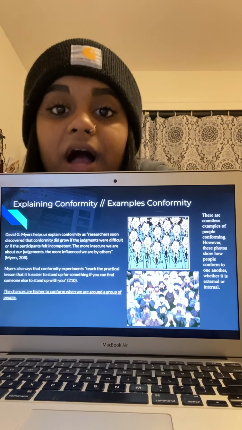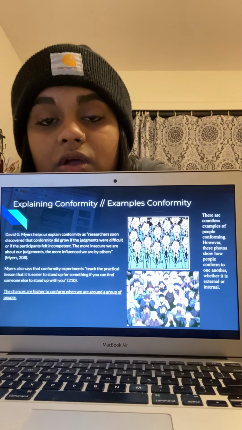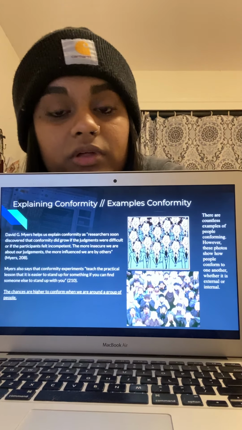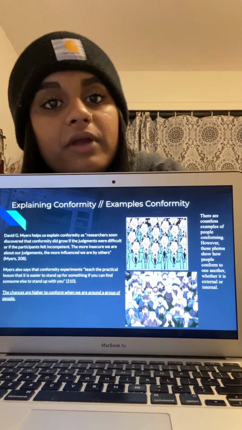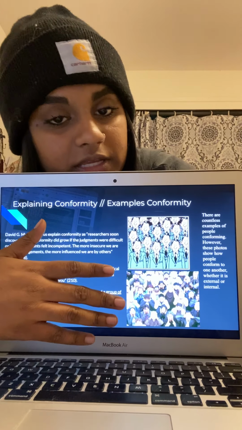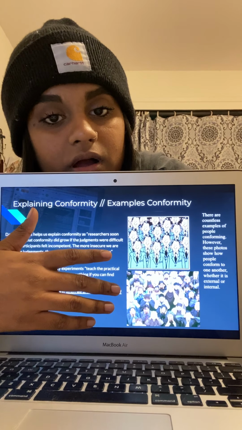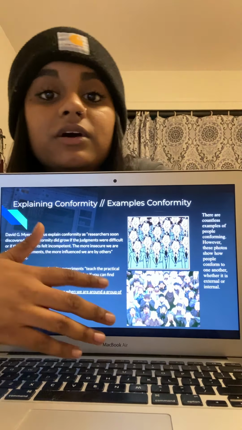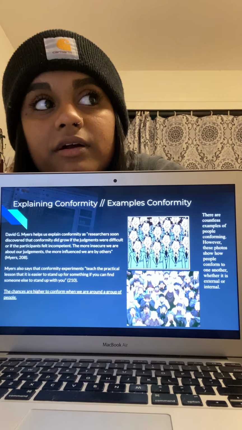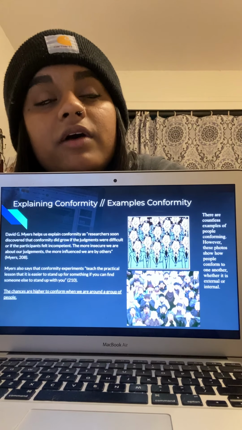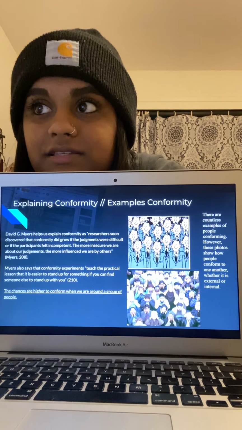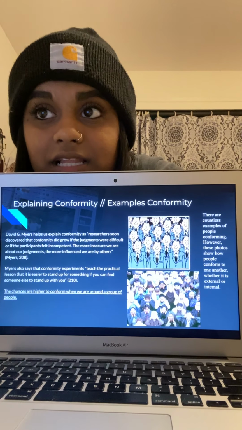So yeah, the chances are higher to conform when we are with someone else or with other people in a larger group. I use these two examples specifically because it shows how people are conforming with one another, and it also shows how we might not always be aware of conforming to other people. And so yeah, I really like these. And then next slide.